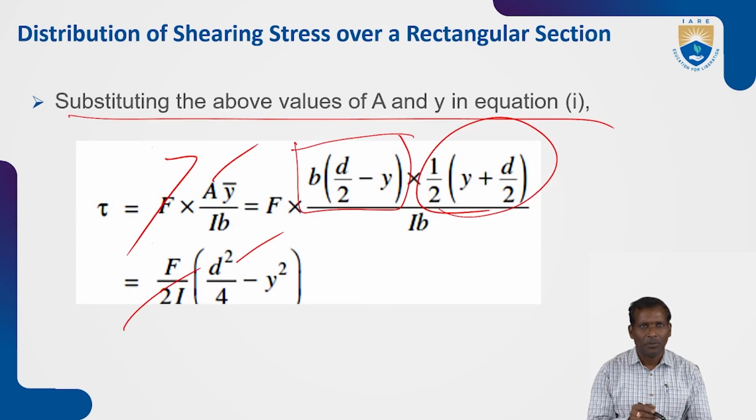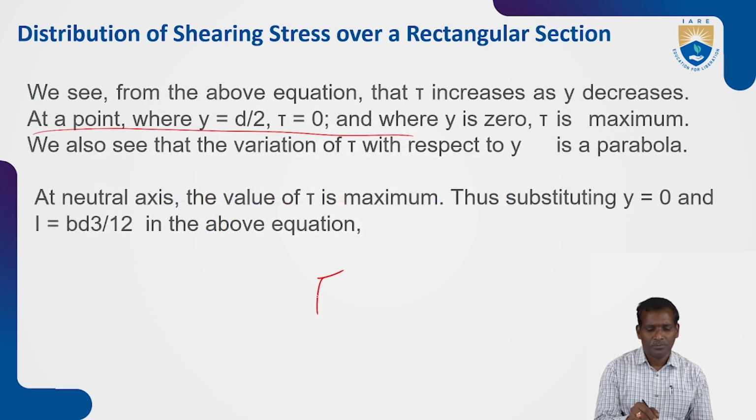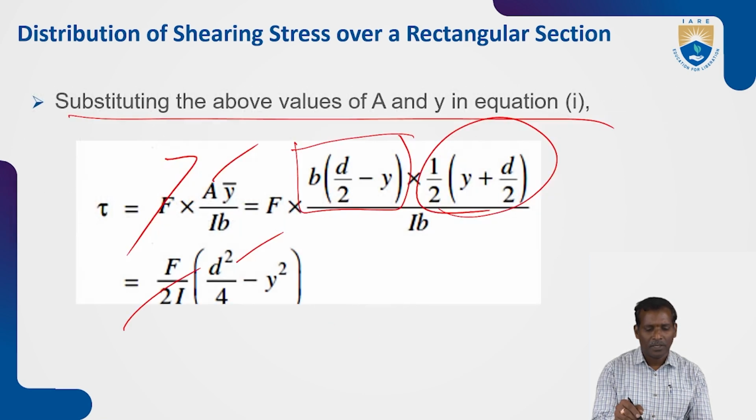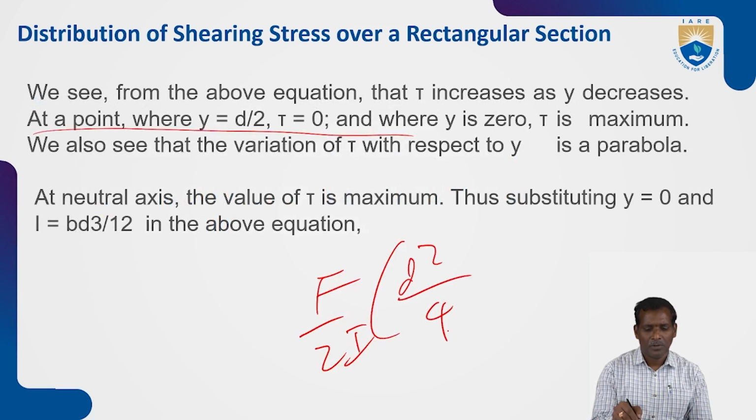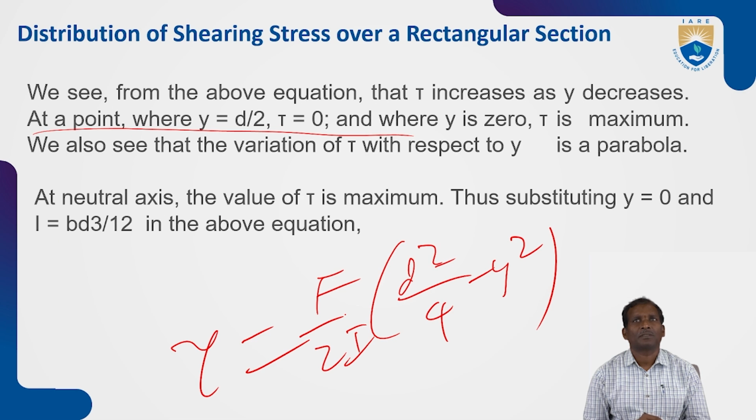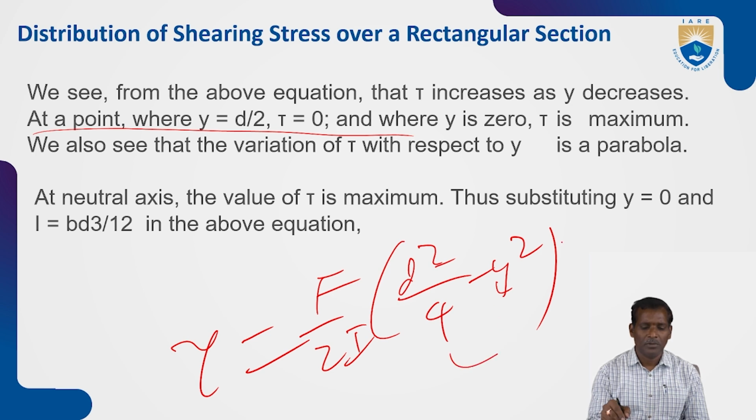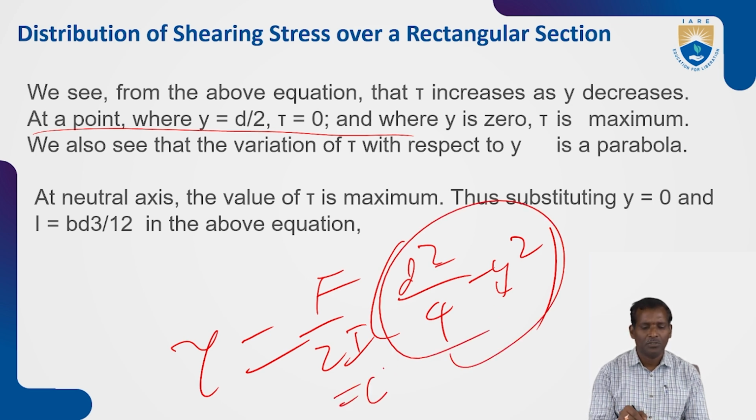In the equation, F by 2I into d square by 4 minus y square, this is shear stress. So the shear stress increases as y decreases. At the point where y is equal to d by 2, suppose in place of y we substitute d by 2, you will get 0 here. So total 0. Where y is 0, the shear stress is maximum.